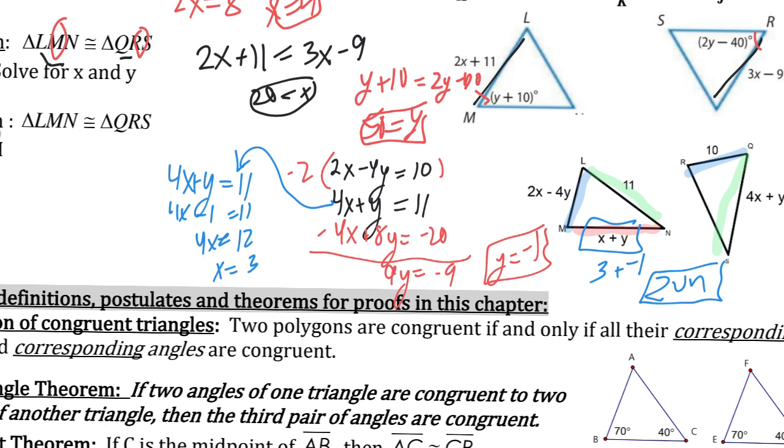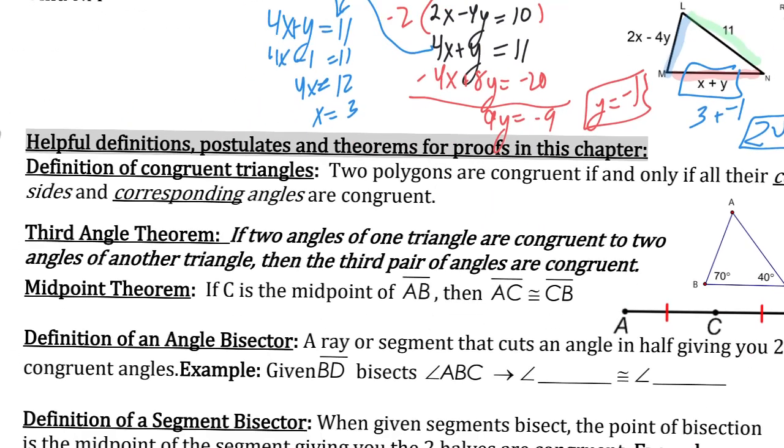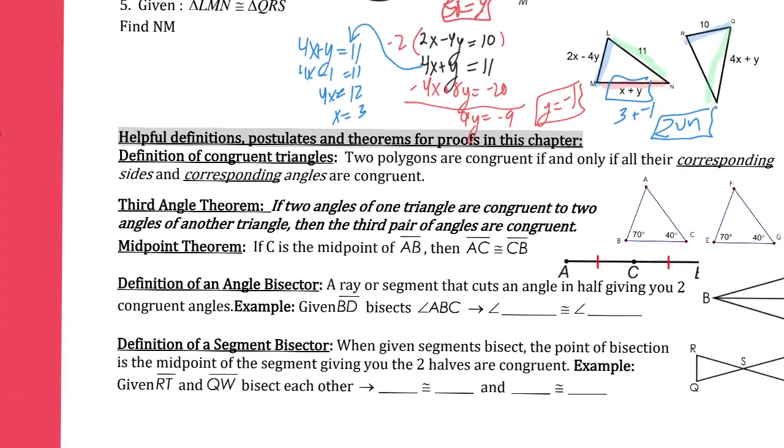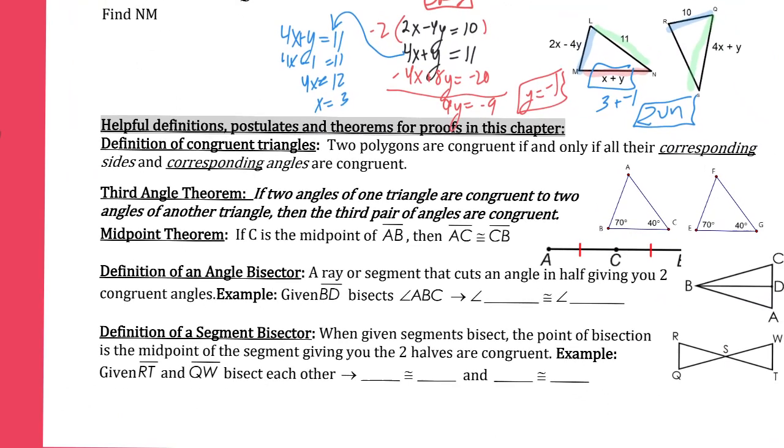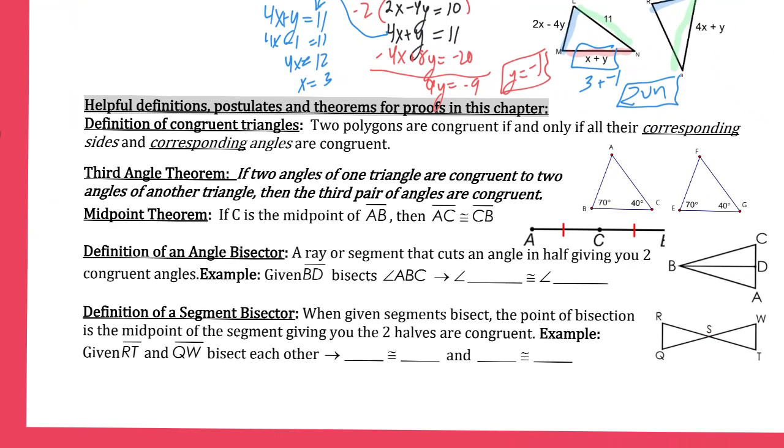So set corresponding congruent sides equal to each other, or angles as appropriate. If you've got congruent triangles or polygons, you can set their corresponding parts' measures equal to each other. So some things that will be helpful: the third angle theorem. If two of the angles in two triangles are congruent, the third one has to match as well, because they both had to be 180.